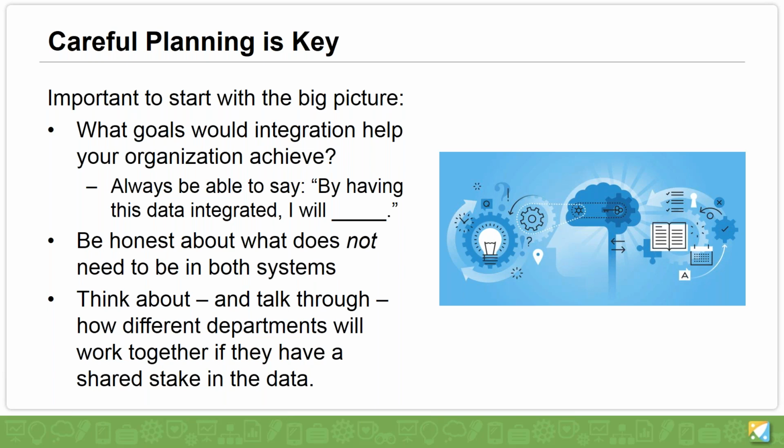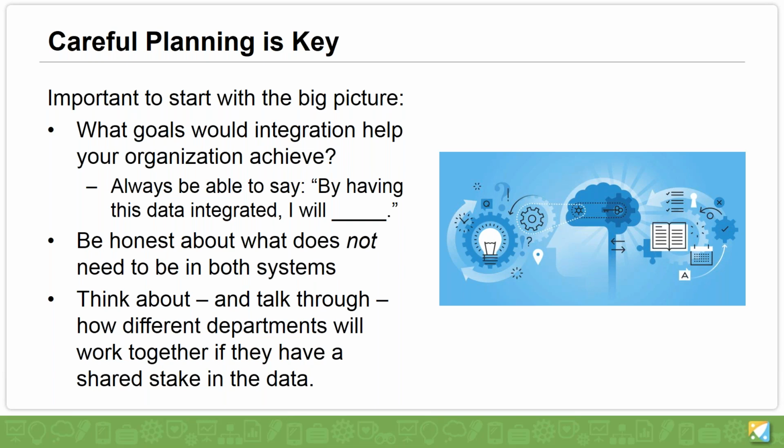Next slide. That being said, one of the things we always say is that careful planning is really key to pursuing integration of any of your systems or any technology project, really. And with regard to integration, it's really important to start with the big picture. What goals are you going to be able to achieve? What is it that you, as an organization as a whole, are going to improve, or is integrating going to allow you to do?